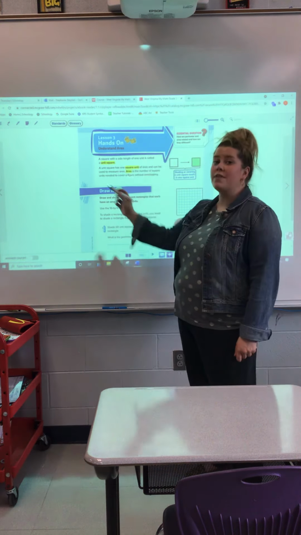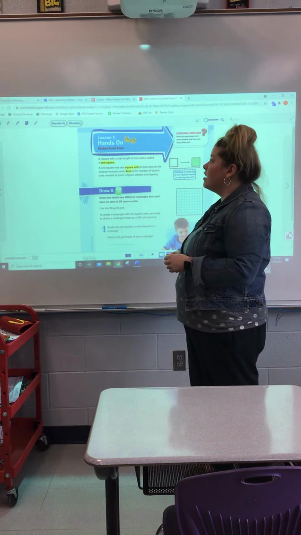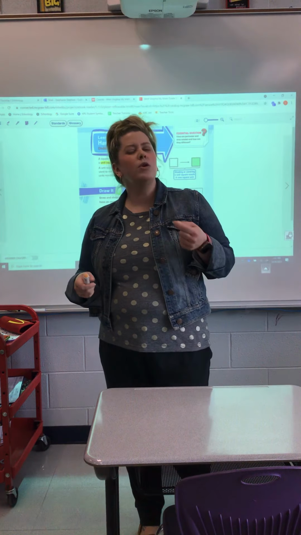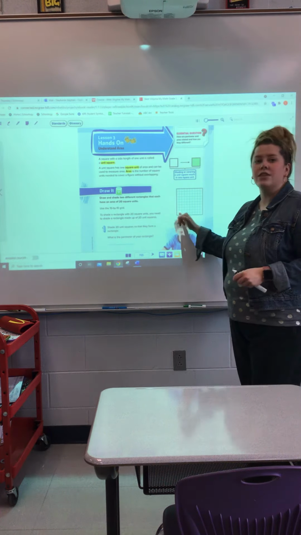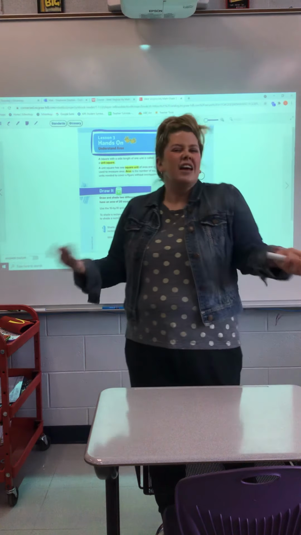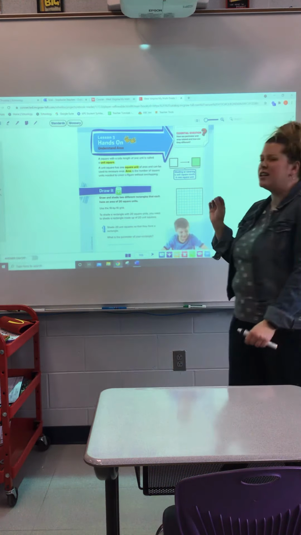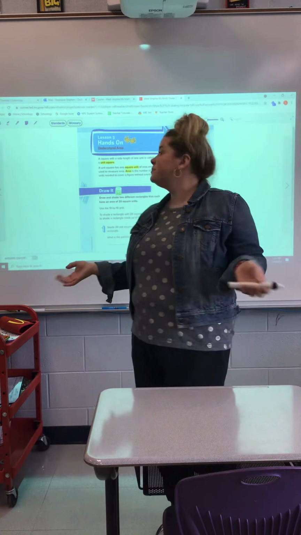So let's look at the top of that page. A square with a side length of 1 unit is called a unit square. So do you remember with perimeter how we had grids like this and we would count the squares on each side? That's a unit square, okay? That's what it's talking about. That's all it means, is one of these squares is called a unit square.